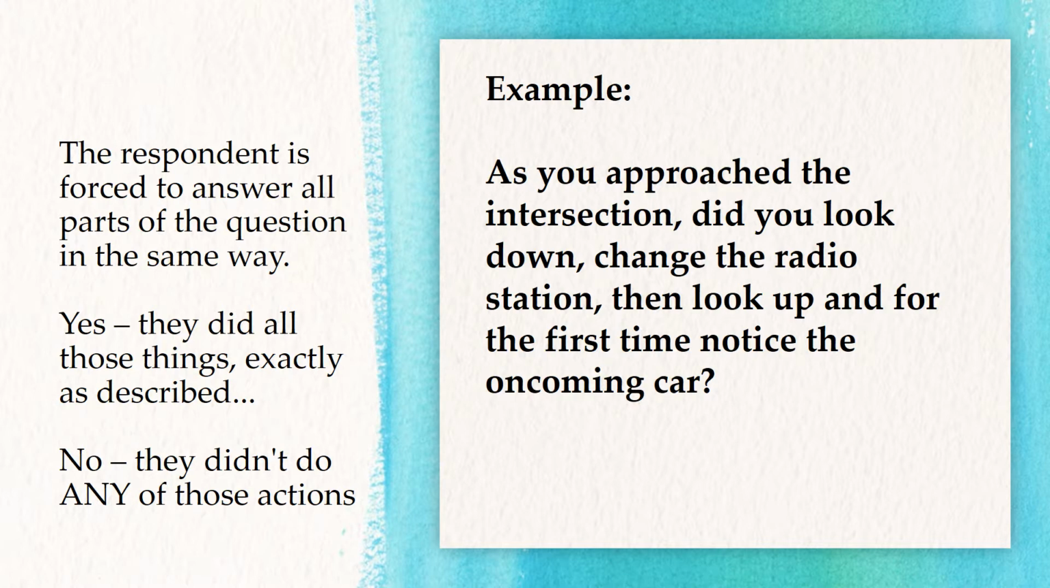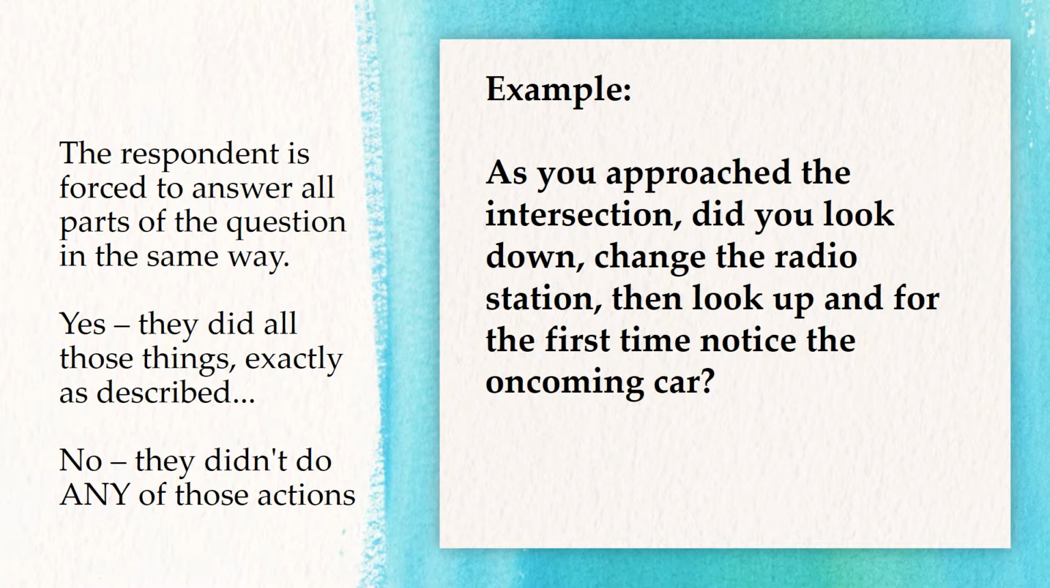So the lawyer comes up to you and says, "As you approach the intersection, did you look down, change the radio station, then look up, and for the first time, notice the oncoming car?" Well, this backs you into a corner, right? Well, yeah, you looked down and changed the radio station, but that wasn't the first time you noticed the oncoming car. You already saw it. You were aware of that car. You were not being a distracted driver.